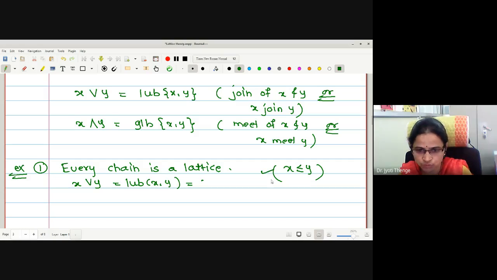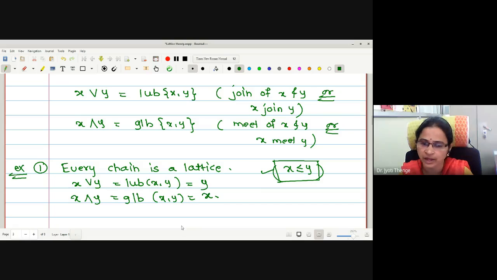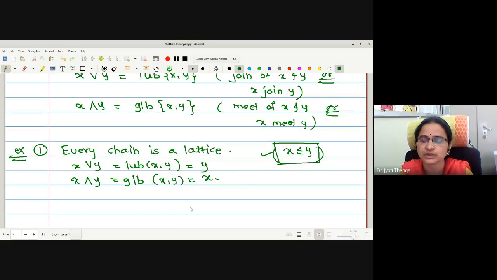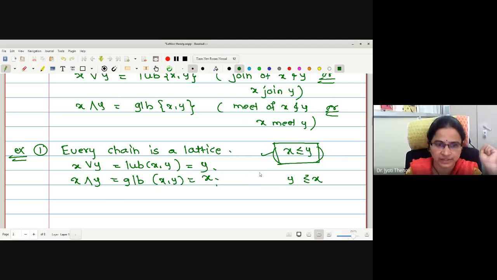If I assume the relation x less than or equal to y, because the elements are comparable, and I am assuming this case, x precedes y, then what is the least upper bound, x join y? Yes, it is y. And what is x meet y? The greatest lower bound between the two elements is x. Correct now? And if we assume the reverse relation holds, that is y is less than or equal to x, then here it should be x and here it should be y. Therefore, every chain is a lattice.